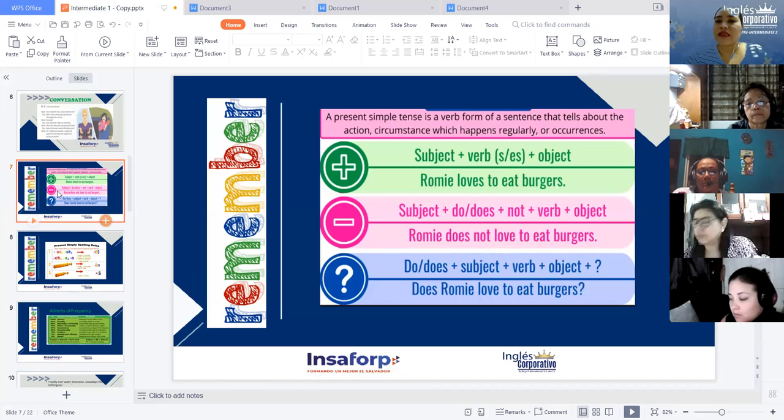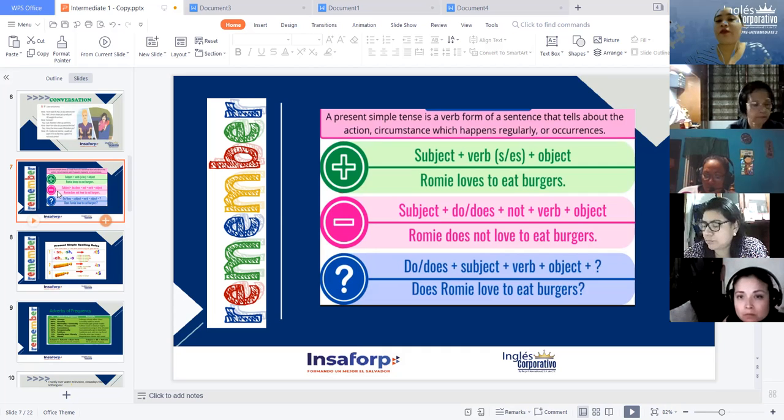Let's remember that the simple present tense is the verb form of the sentence that tells us about the action, circumstances, which happens regularly or occurrences. So in this case, let's remember that simple present tense basically is for habits, right? Things that we do daily. It's like the routines that we have, and basically that is what we use simple present tense for, right? You talk about the present or something that is repeated in a certain period of time.